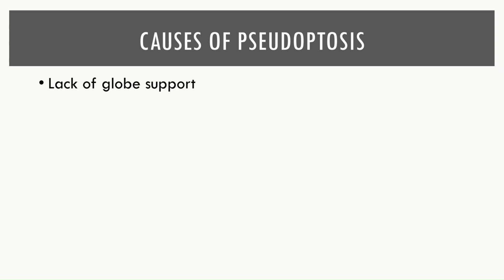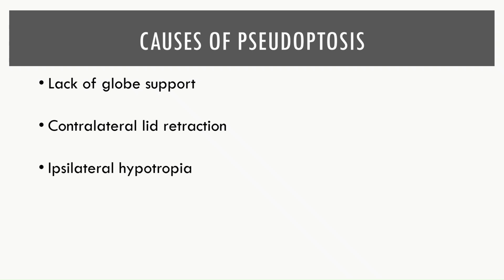Loss of globe support, as seen in anophthalmos or phthisis bulbi, can cause pseudoptosis. Contralateral lid retraction creates an illusion of ptosis in the opposite eye. Ipsilateral hypotropia, brow ptosis, and dermatochalasis are common mimickers.